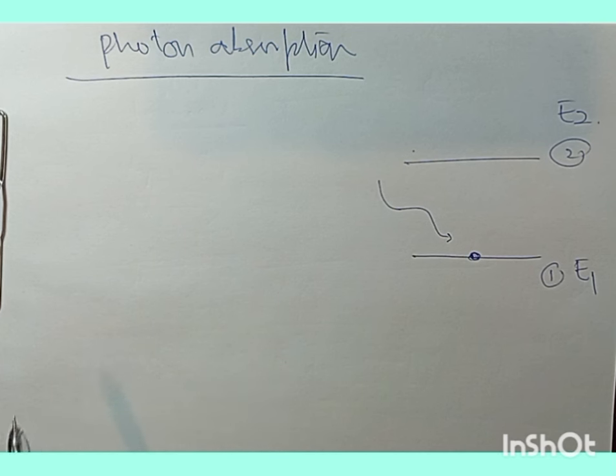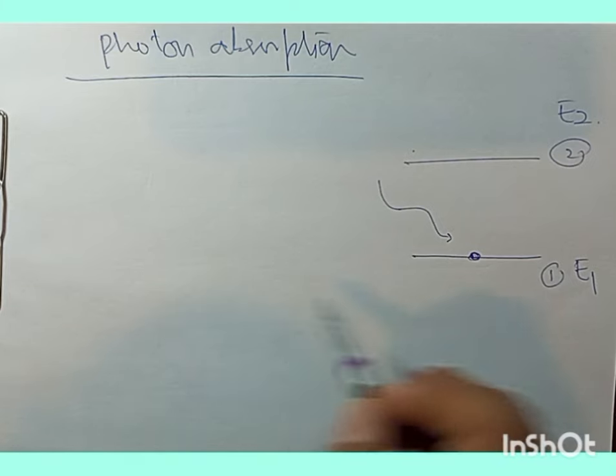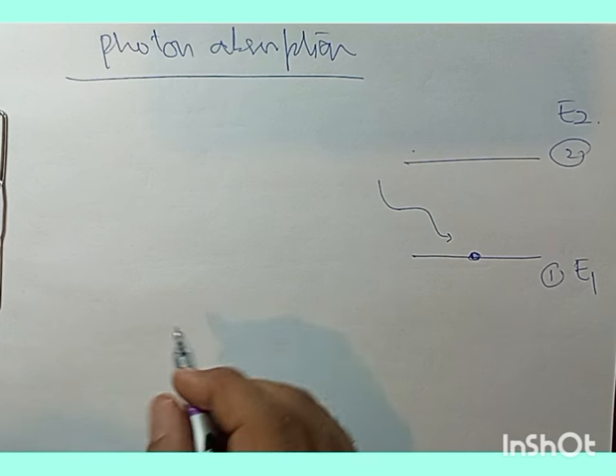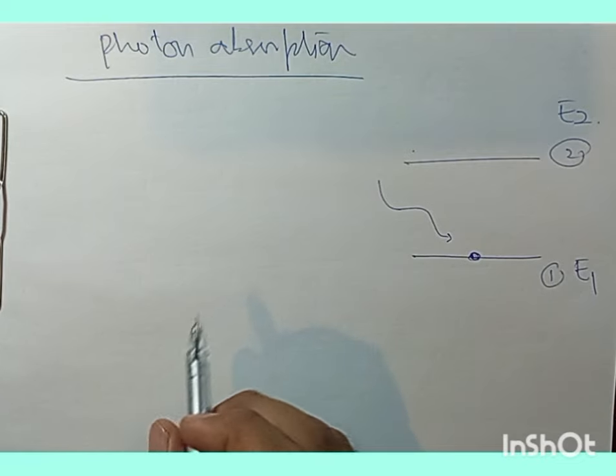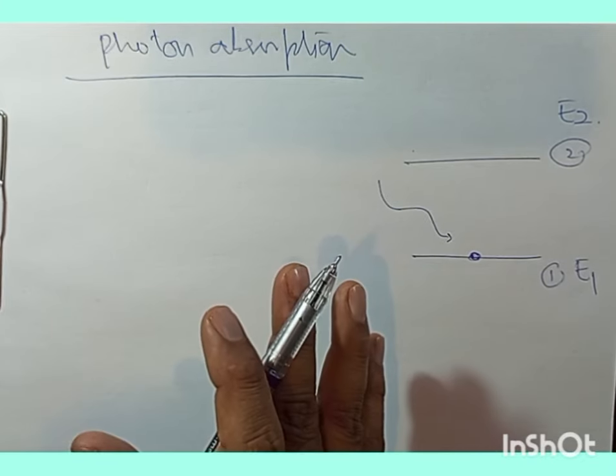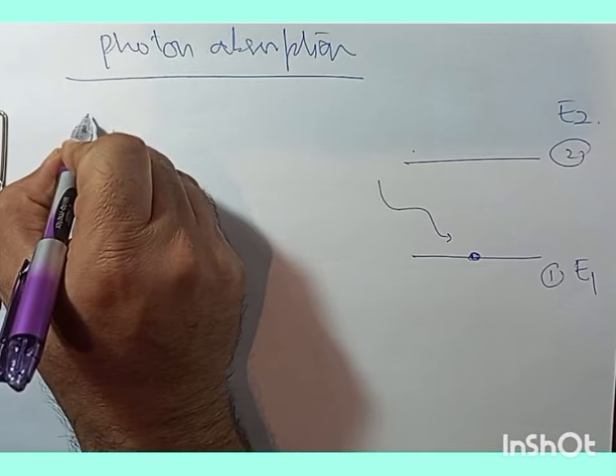So in this video, my intention is to write down the quantized field equation for the electron and photon, and understand the transition of the electron from state 1 to state 2. Before proceeding, we must have the anti-commutation relations for fermions.